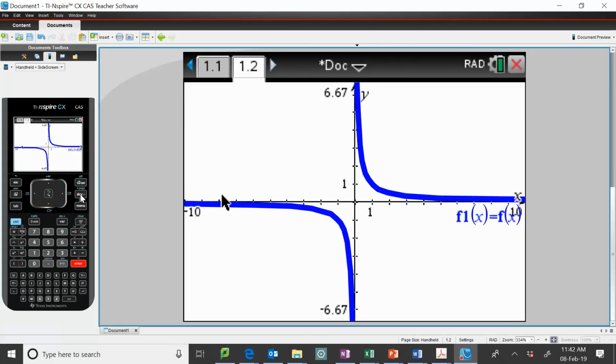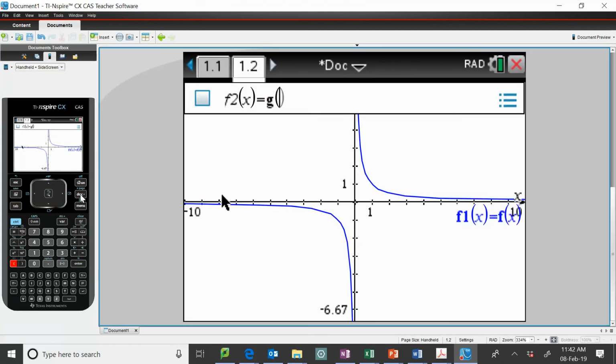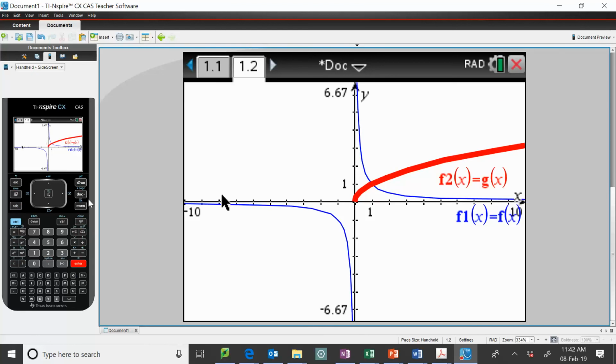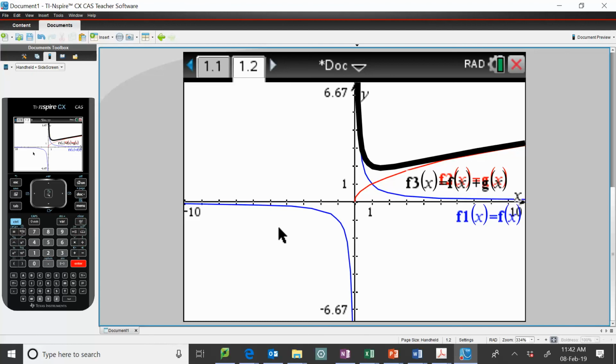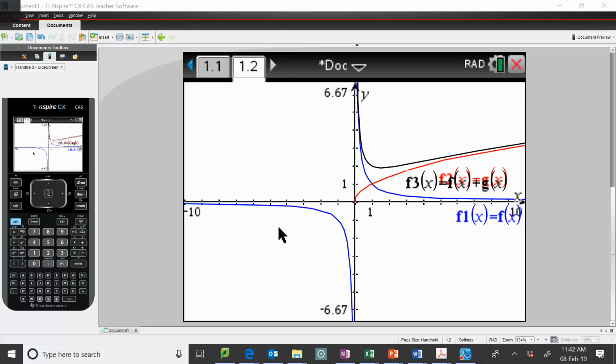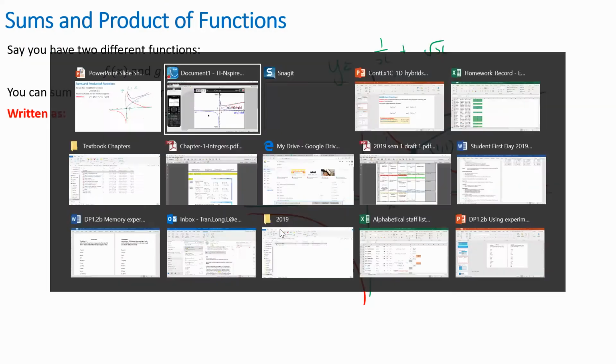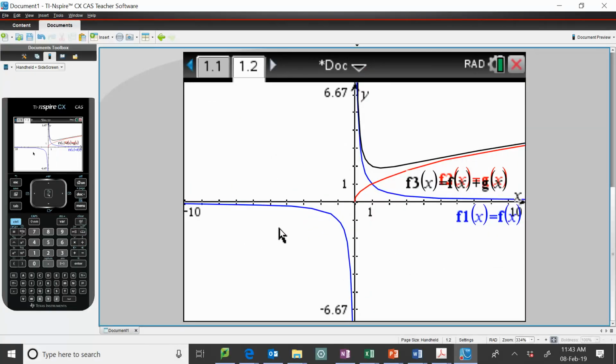I've got my blue graph. I'm going to do g of x. There we go, that's what we drew. And we predicted that it should follow the blue and it should then follow the red. So let's have a look. If I do f of x plus g of x, voila. There you go. Exactly what I was predicting with the graph, that it should follow that concept. Okay, so the aim is to approximate what it should look like. That's what you're trying to do.